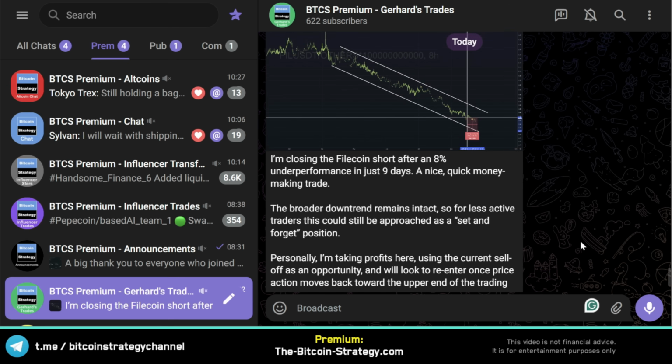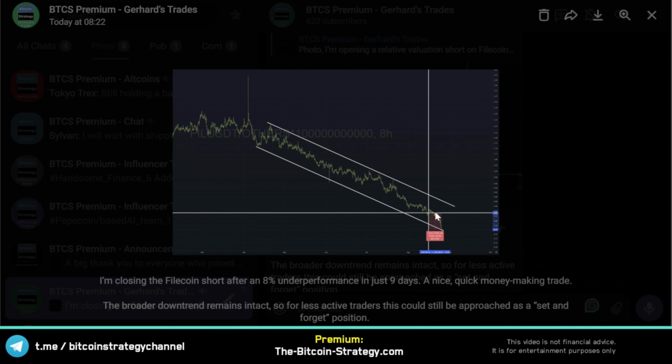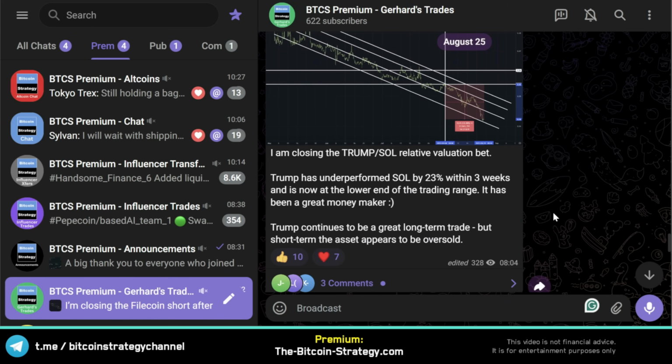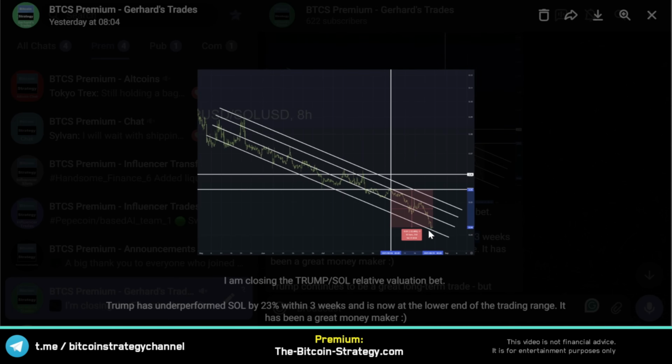For example, here I closed the Filecoin short after an underperformance of 8% in just 9 days. So we short over here, the price is going down. And then over here, we've got another one. Trump relative to Solana underperformed by 23% within 3 weeks. I'm closing those shorts after they get close to the lower end of the trading range. And then I look for the next entry opportunity once we are higher again.